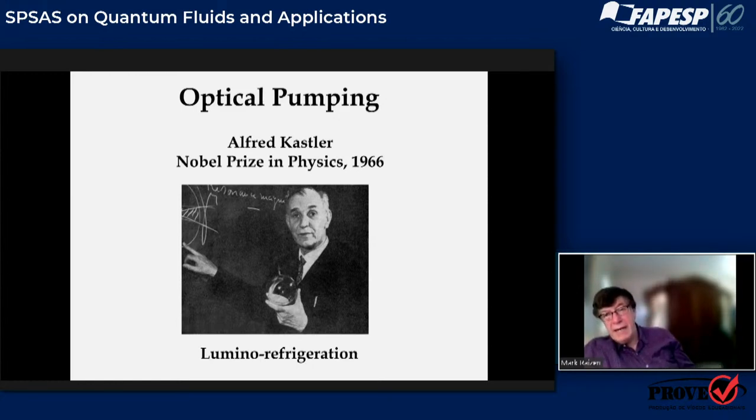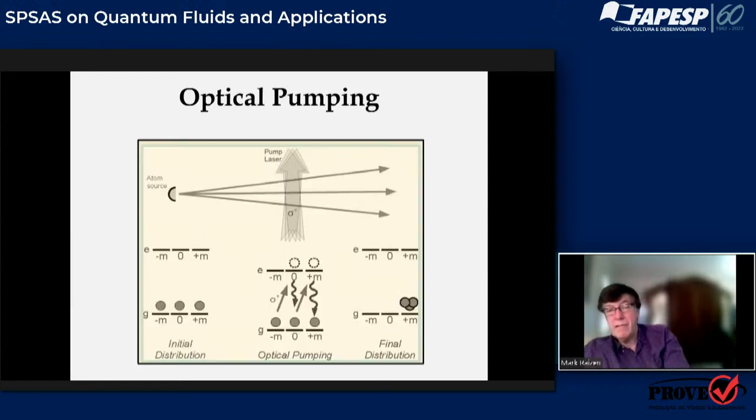What he meant by that is not translational cooling, as we imagine with laser cooling, but instead cooling the internal degree of freedom, or removing entropy from the internal state. And entropy can be in different forms. In this case, entropy is of the fact that you have multiple states. What I'm showing here is a source of atoms on the upper part of the picture, creating an atomic beam. So we vaporize an element and make an atomic beam.